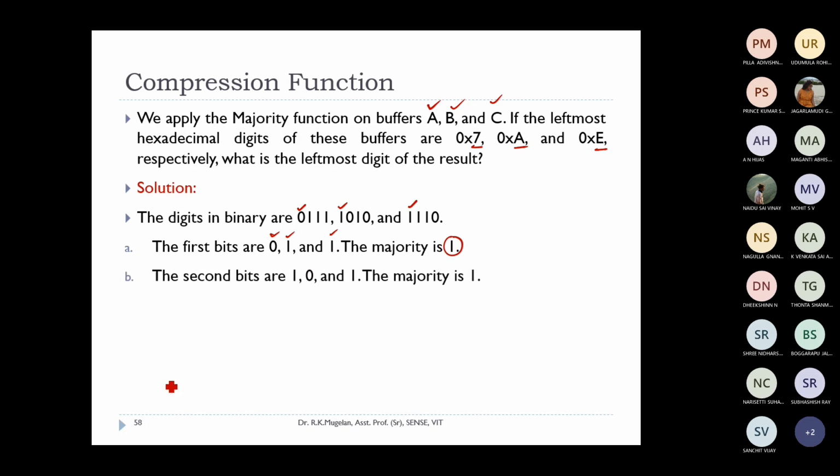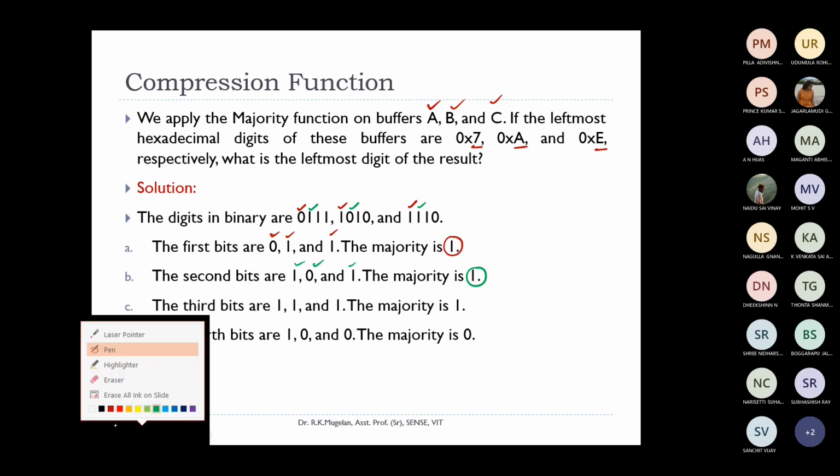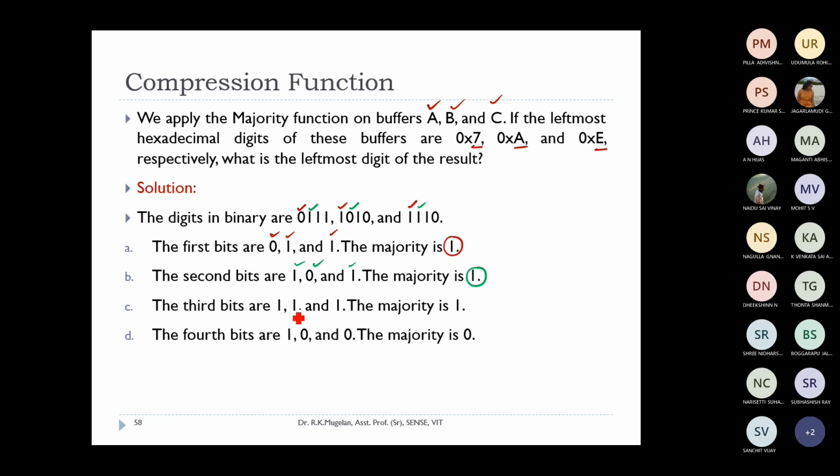The second bits are 1, 0, 1, so the output again is 1. Similarly, with the third and fourth bits you get the final answers. With three ones, obviously the answer is 1. With 1, 0, 0, the answer is 0. So the final output is 1110. If you convert it into hexadecimal, that will be the final value.